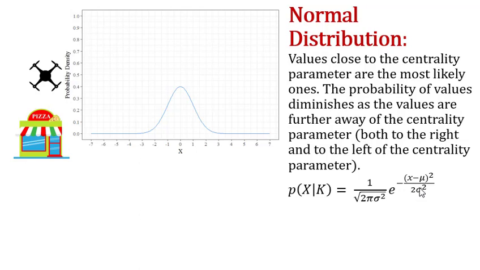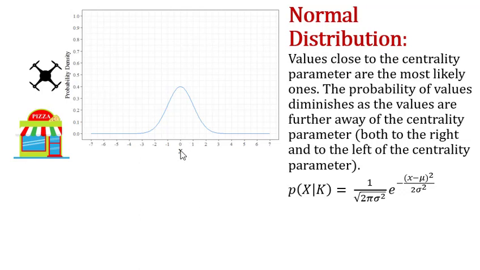But if the sigma is large, then this is not going to be very peaky. It will be lower, and so there will be values that are further away. They will be relatively more likely than in the current distribution. So these are the things that we need to take into account for the normal distribution.